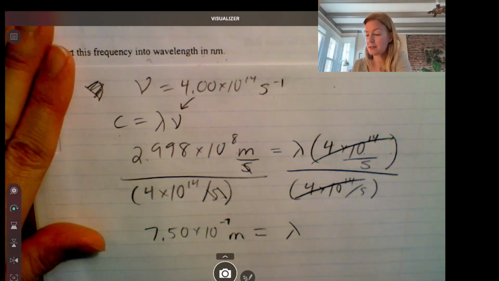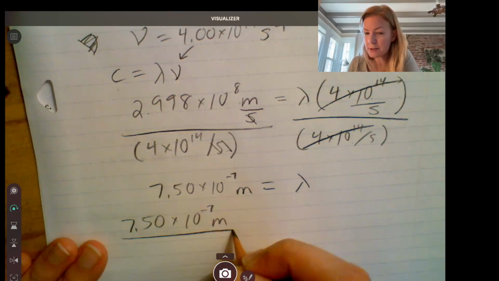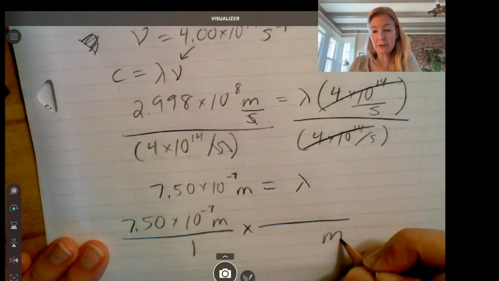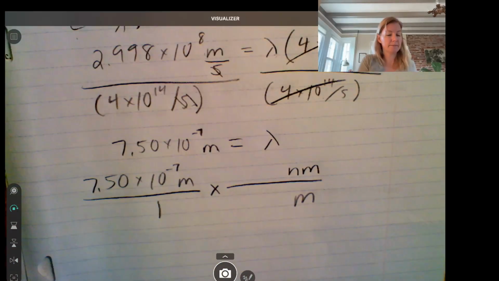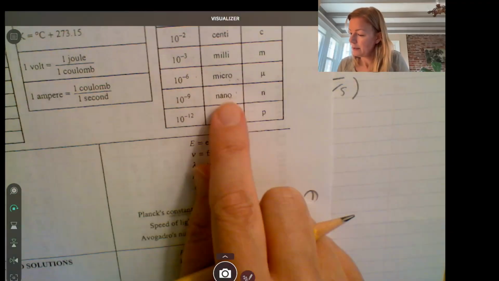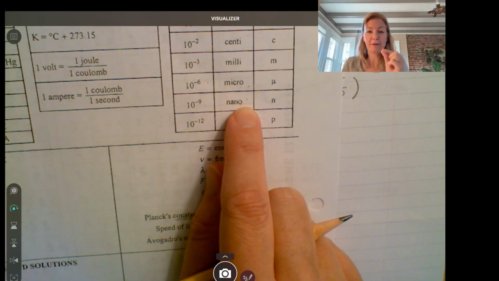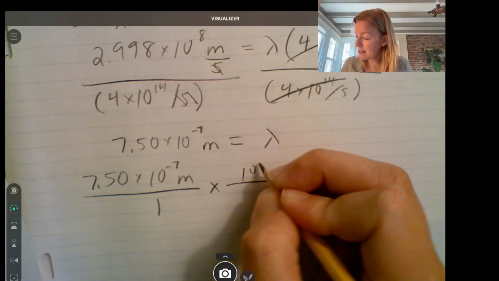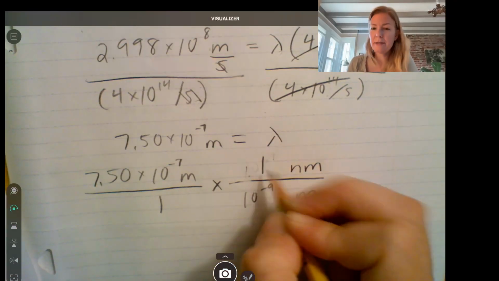So the best way to do that is dimensional analysis. 7.50 times 10 to the negative 7th meters. Throw meters under the bus, and we want to get to nanometers. Okay, so look at your formula sheet. 10 to the negative 9th meters is what a nanometer is. Okay, nanometers are very, very small. It's 10 to the negative 9th meters, or 0.000000001 meters. Okay, so it's 10 to the negative 9th. 10 to the negative 9th meters is 1 nanometer.